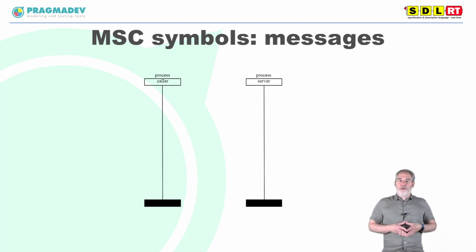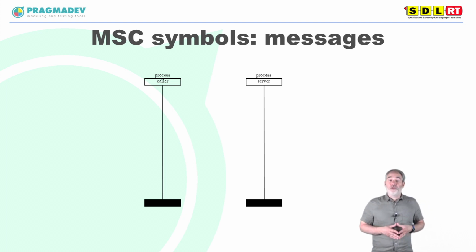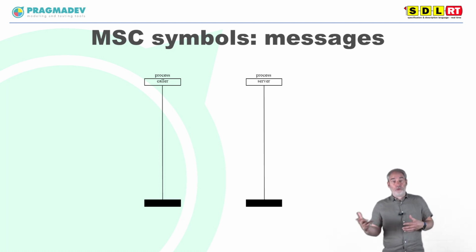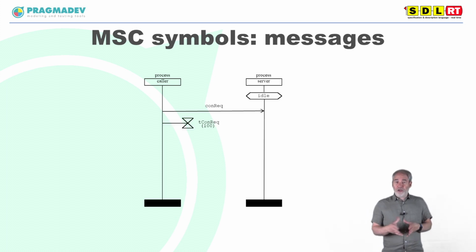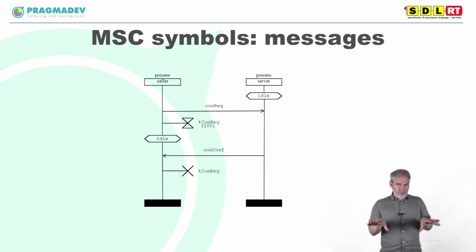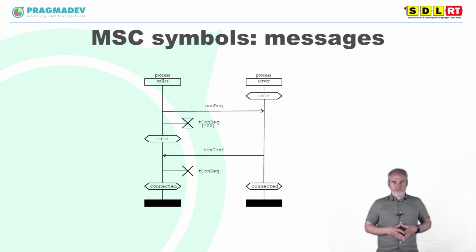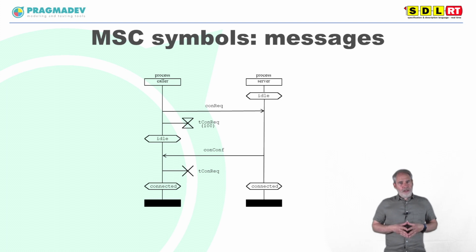Let's have a quick tour of some examples coming from the recommendation to illustrate the MSC. In this example, there is a caller process and a server process. The server process is in the idle state. The caller sends a connection request message, starts a timer in case there is no reply, and goes to the idle state. Then the connection confirmation message is received from the server. The caller then cancels the timer and goes to the connected state. In this example, the execution of both processes is concurrent. Messages are sent and received asynchronously.